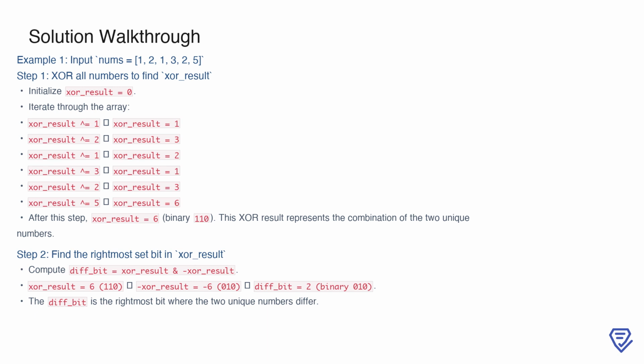Next, we need to determine where these two numbers differ. We do this by finding the rightmost set bit in XOR_result. This is calculated as diff_bit = XOR_result & -XOR_result. For XOR_result equals 6, the rightmost set bit is 2 in decimal or 010 in binary. This bit indicates a position where the two unique numbers differ, allowing us to separate them in subsequent steps.